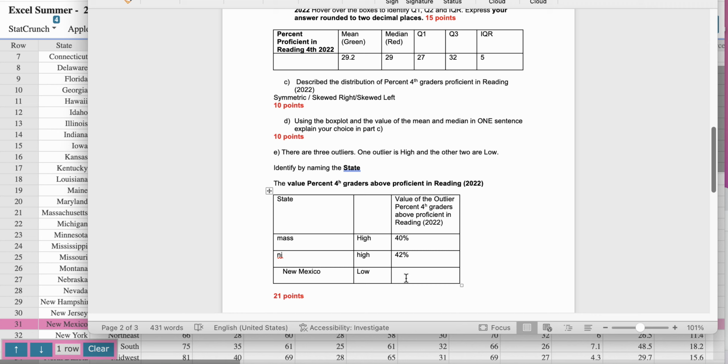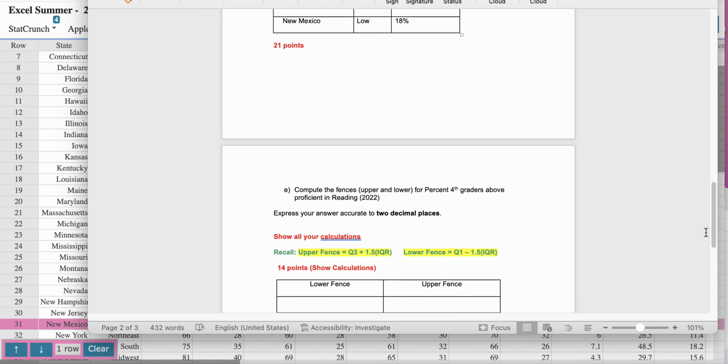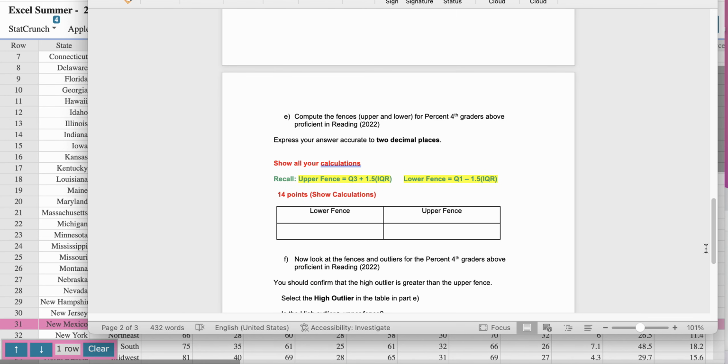And that was 18%. So we have identified the states in the category of 8th graders that are scoring above proficient in reading: those are the 2 high outliers and the 1 low outlier. The next part asks you to identify the fences.